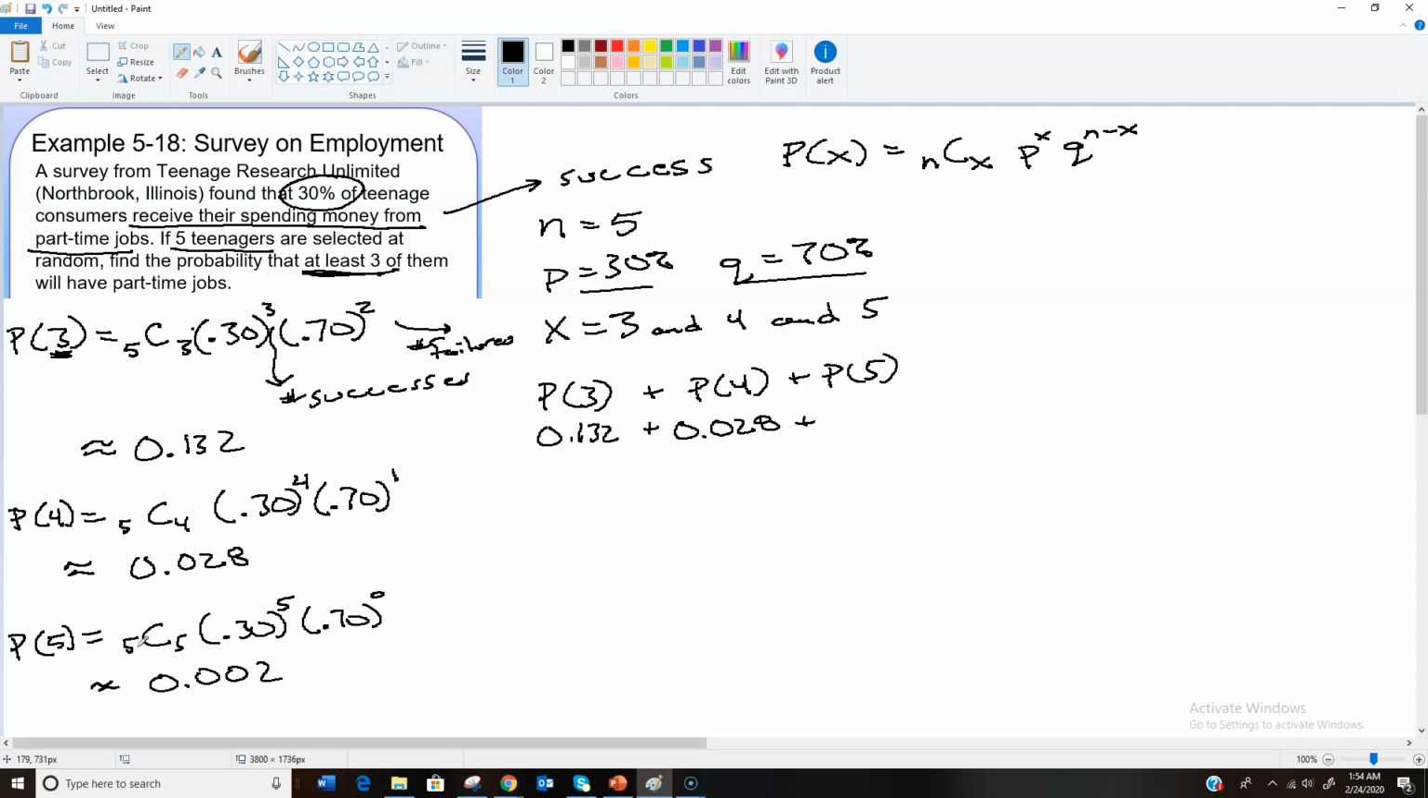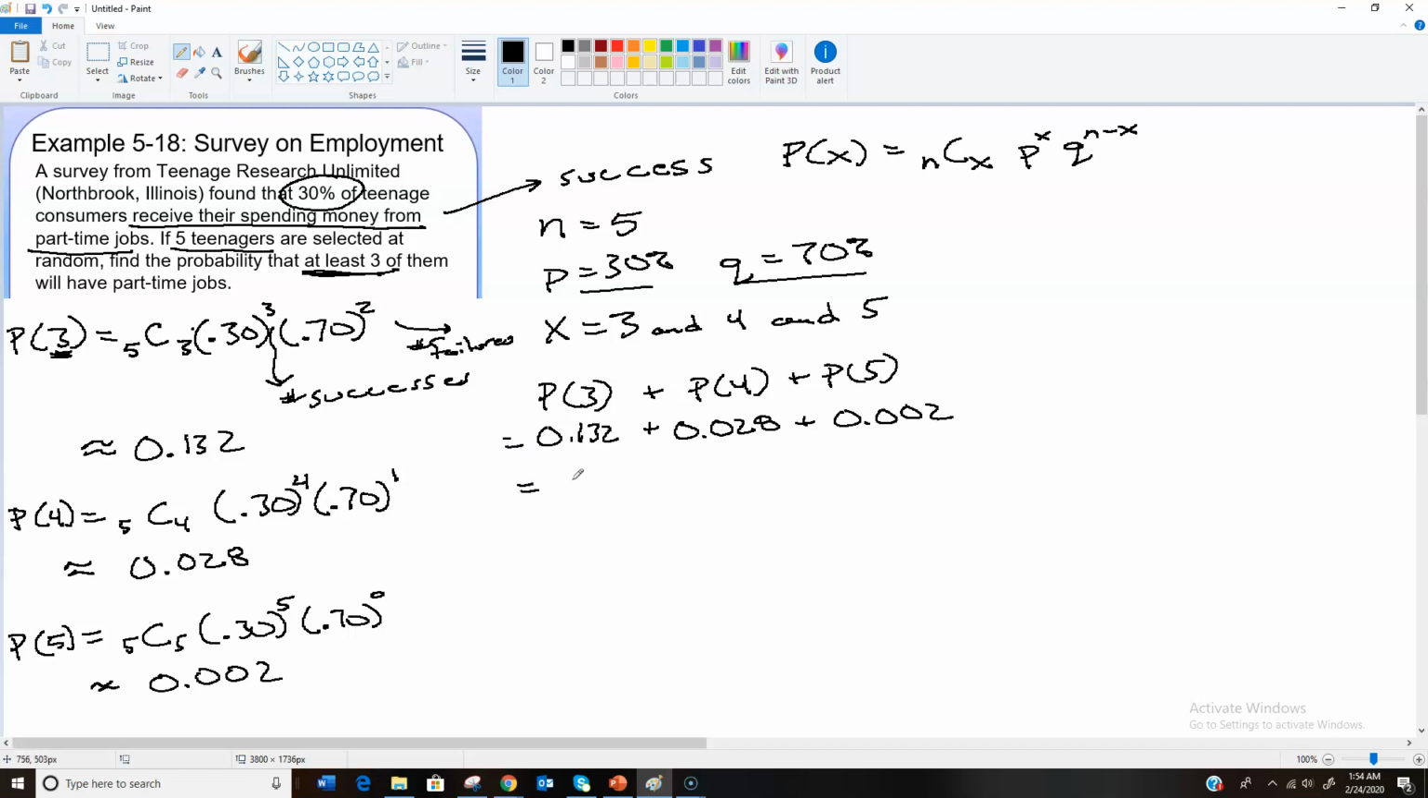And what's kind of interesting is 5 choose 5 is actually 1. 0.7 to the 0 is 1. So the only thing that we're really multiplying here is the 0.3 to the 5th, and that comes out to be 0.002. Again, you don't have to realize that as you're typing it in. Your calculator will handle it.